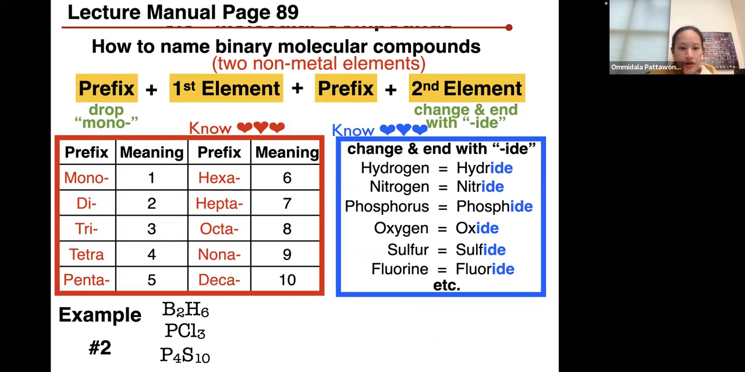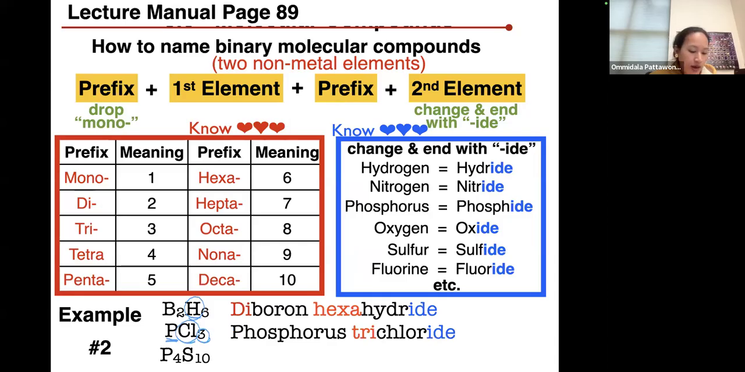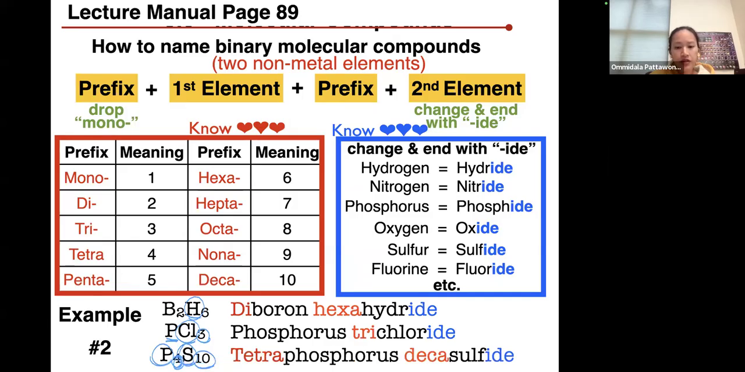Okay, so this one would be diboron hexahydride, right? Hydrogen changing to hydride. This one would be phosphorus. We drop the first mono, trichloride. Okay. Next one, 4 is tetra. P is phosphorus. And then deca, sulfur, we change to ide, so it would be sulfide. So tetraphosphorus decasulfide.